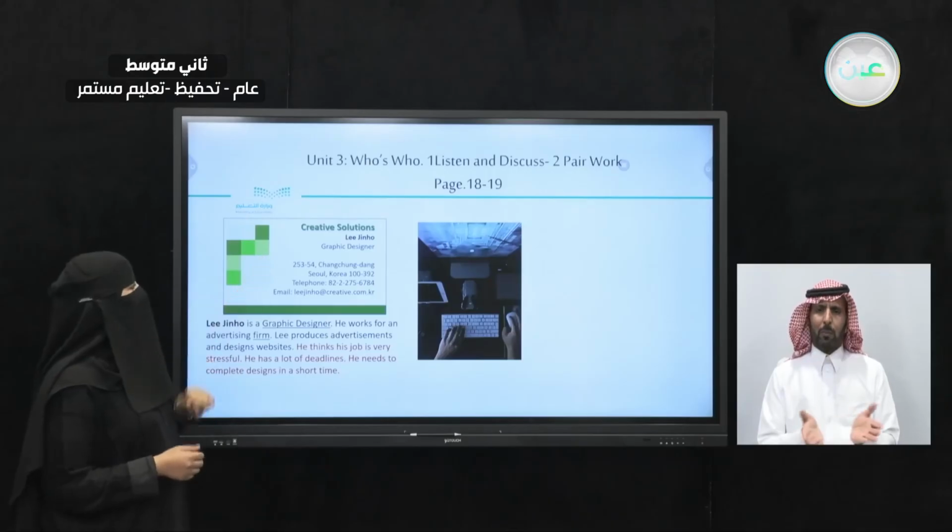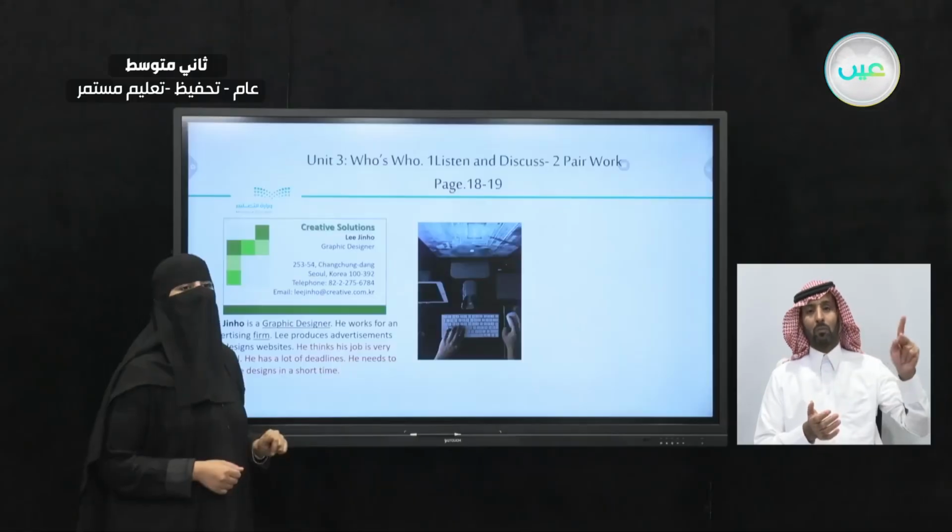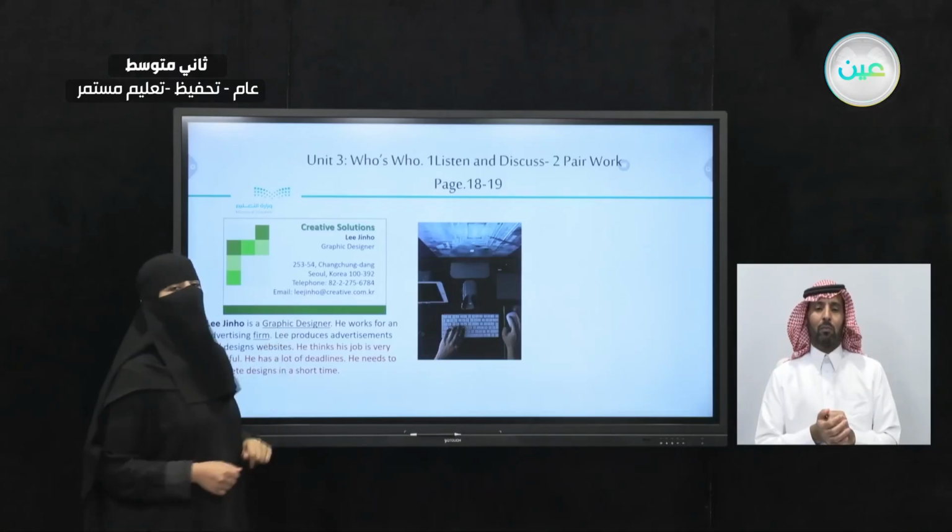Now let's take a look at his business card. Creative Solutions. This is the name of the company or the name of the firm Lee is working in. That's his name. He's a graphic designer. Now let's take a look at the address of Lee. He works in Seoul, Korea. This is his telephone and his email address. Let's take a look at the end of the email address. You can see the letters KR. KR is for Korea.